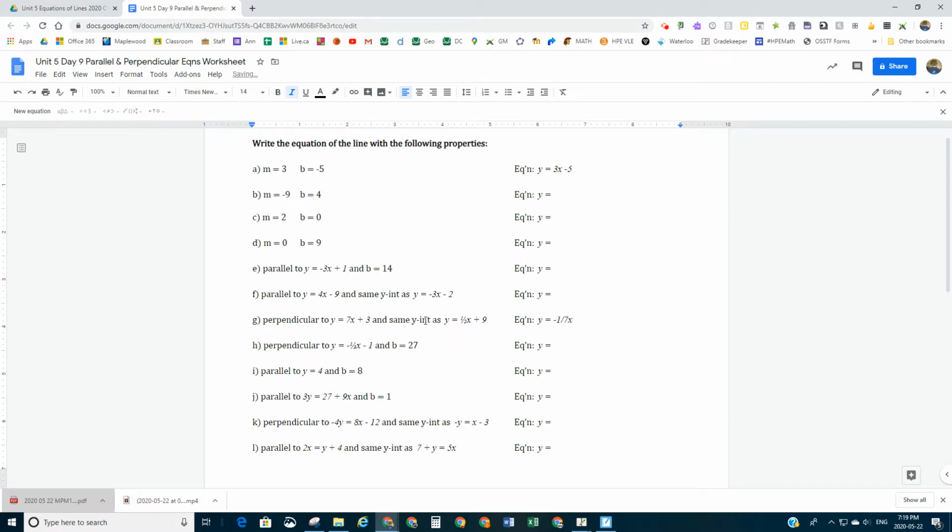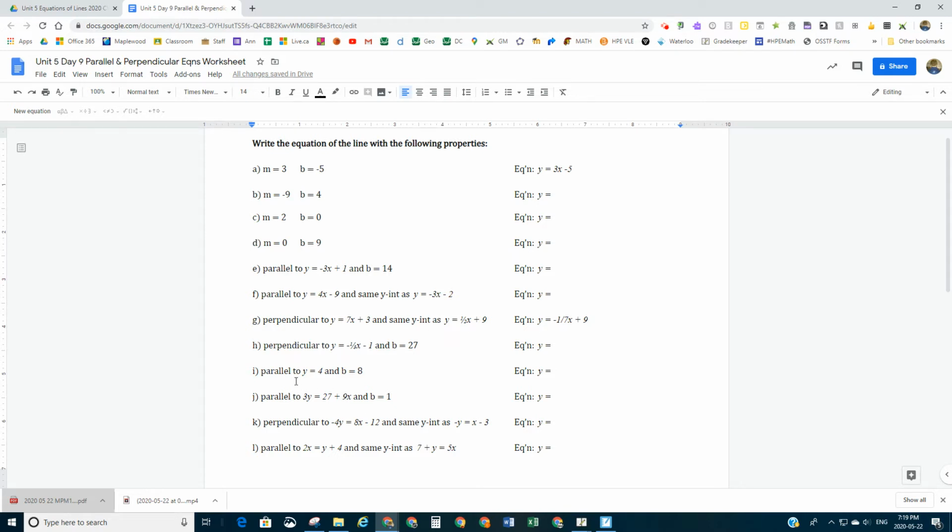Next, I need the y-intercept. And the clue for the y-intercept is here. It says it's the same y-intercept as this guy. So I don't care about this 1/2. All I care about is the y-intercept. And it's the same one. So this is a 9. So mine must also be a 9. So I'm going to go plus 9. And I've got my equation. You notice you still had to do a little bit of work, and you might maybe do that on a scrap piece of paper in order to figure out your equation.